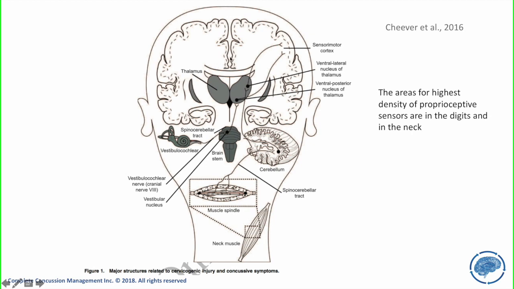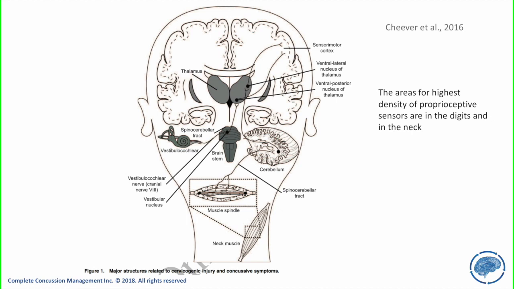If we think about cervicogenic dizziness, your eyes and your inner ears and your proprioceptive mechanisms in the muscles and joints of your body are what tell you where you are in space. The most highly dense areas for proprioceptive input are in your digits, meaning your fingers, and in your neck. They've done studies on animals where if they just inject anesthetic into nerves and muscles of an animal's neck, they can't walk properly. They miss objects when they're trying to grasp because their brain isn't getting all the necessary input it needs in order to make a proper decision.